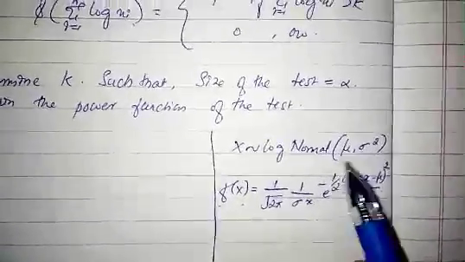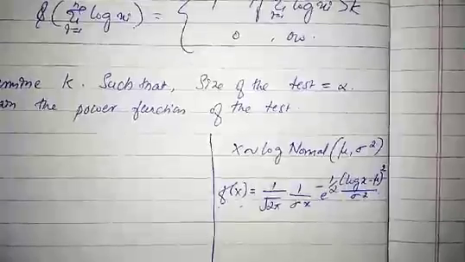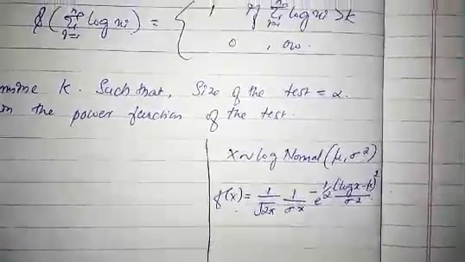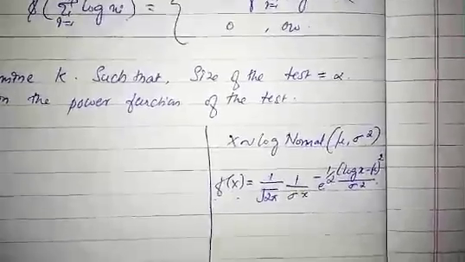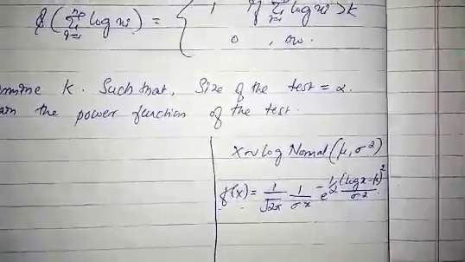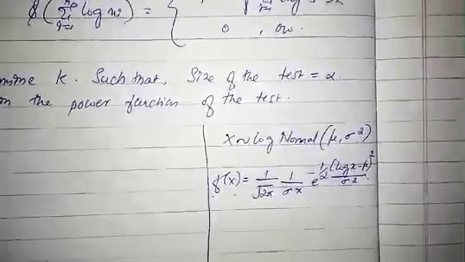What is the difference between PDF of normal distribution and log normal distribution? Here one term extra, right? 1 by x, and also here instead of x in log normal we can use log x, right?